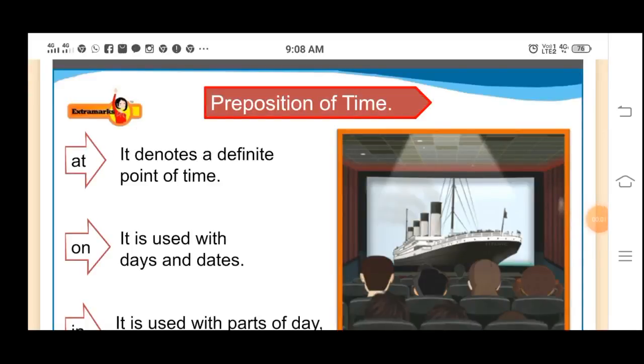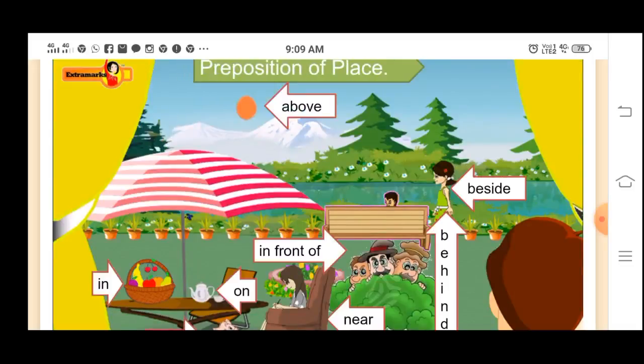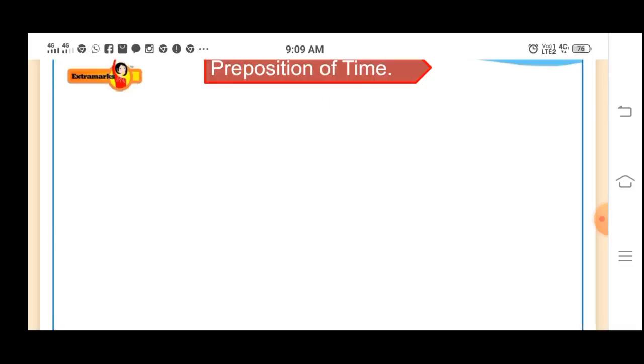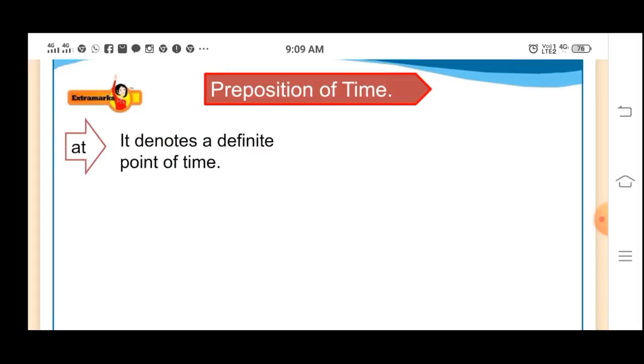Preposition of time. Prepositions are also used to denote time. For example, at. It denotes a definite point of time, but is also used for indefinite point of time.